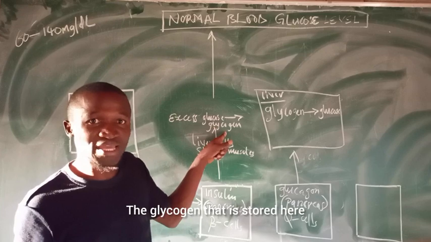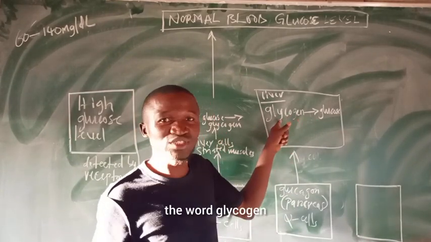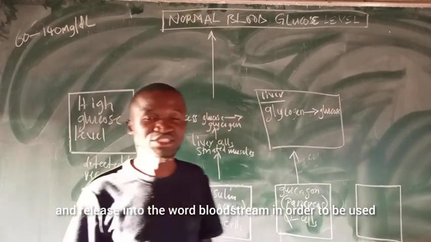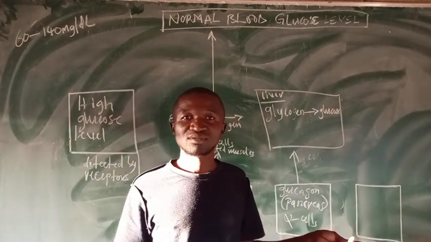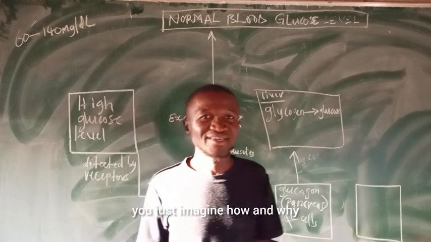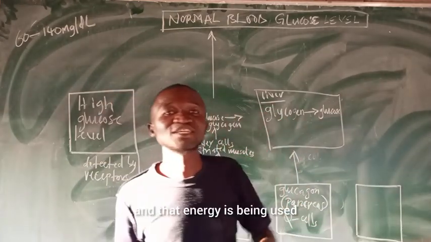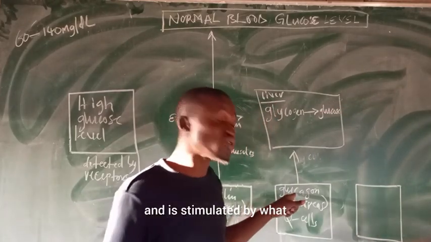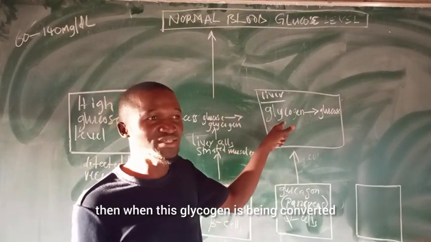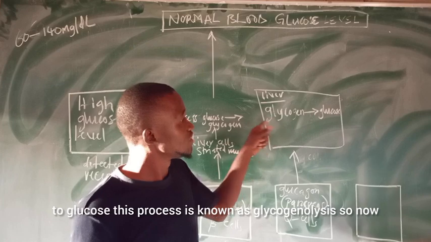The glycogen that is stored here, glucagon will stimulate the cells to release it, and it will break down into glucose and be released into the bloodstream in order to be used. That is when you have not eaten, but you still have energy. You just imagine how and why. This is the reason: you have energy in store, and that energy is being used and is stimulated by glucagon. Then, when this glycogen is being converted to glucose, this process is known as glycogenolysis.